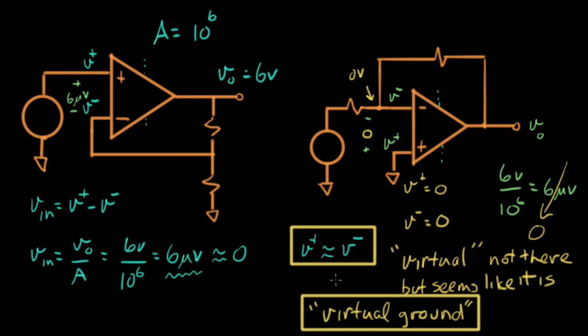So these two ideas say the same thing. V plus equals V minus is always the situation around the input to an op-amp when it's running properly. And in the case particularly of this op-amp configuration, where the plus terminal is connected to ground, we say that the other terminal, V minus, is at a virtual ground, or is a virtual ground.